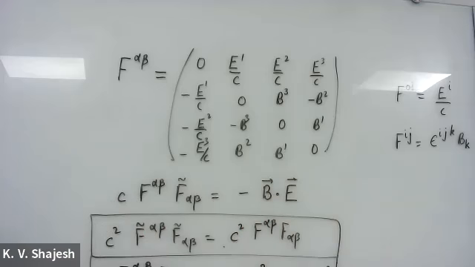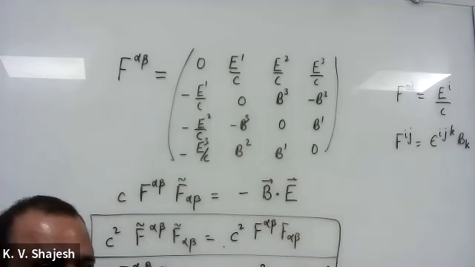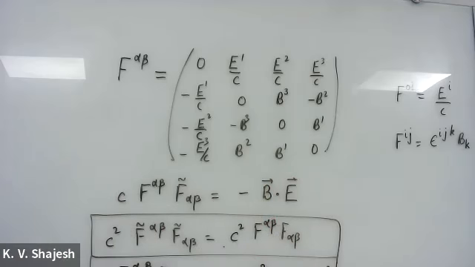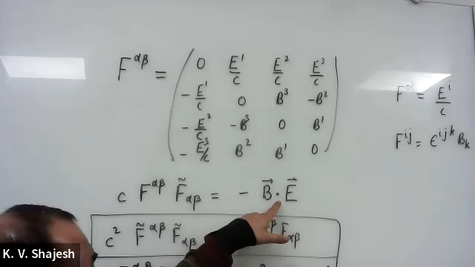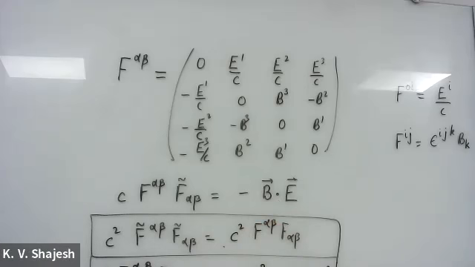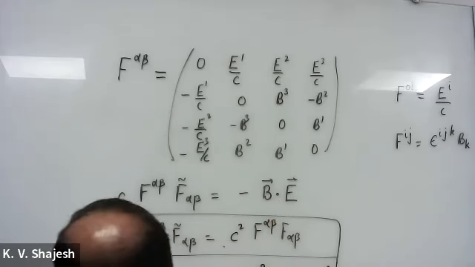That's interesting because B and E change in different frames, but their dot product is invariant. That means that if it's making an acute angle in one frame, in every frame the angle might change, but the scalar product remains the same. So if it is acute, it has to remain acute. If it is obtuse, it has to remain obtuse. And if it is zero, which is the case for light, where the electric and magnetic field dot product is zero, that has to remain zero all the way. If it is perpendicular, it is perpendicular in every frame. So these two are the invariant quantities.